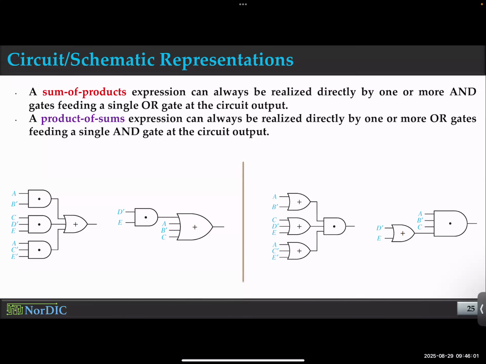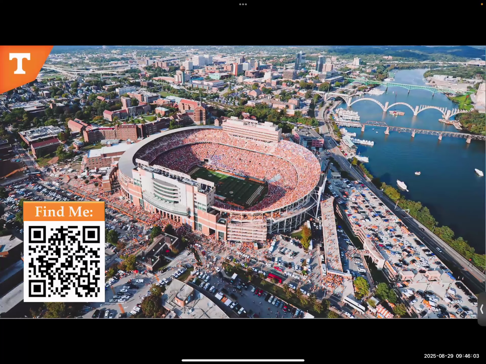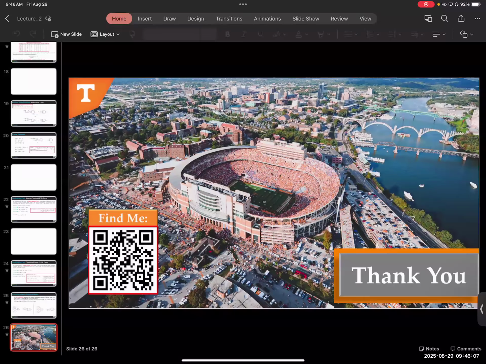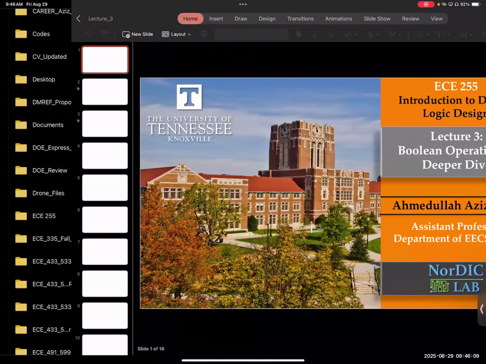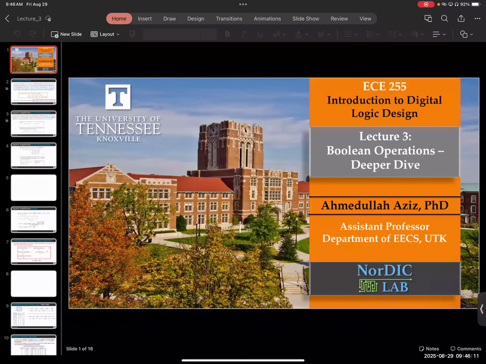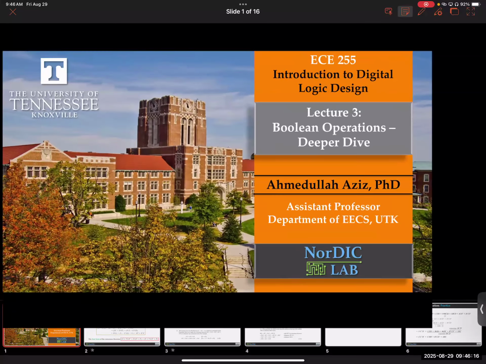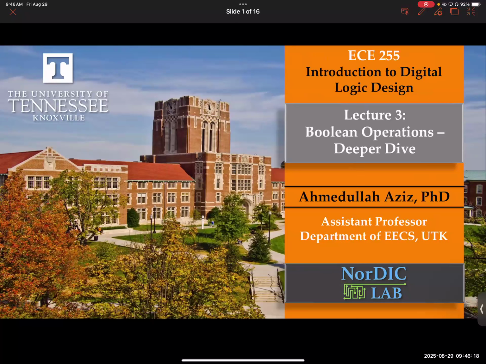Okay, I hope you at least had an idea about what it means, but we'll hear more about these two products and basically interconversion between them. Let's head to the next lecture, at least get started. And we'll not be able to get too far, but let's at least get started. So literally the lecture is called deeper dive.